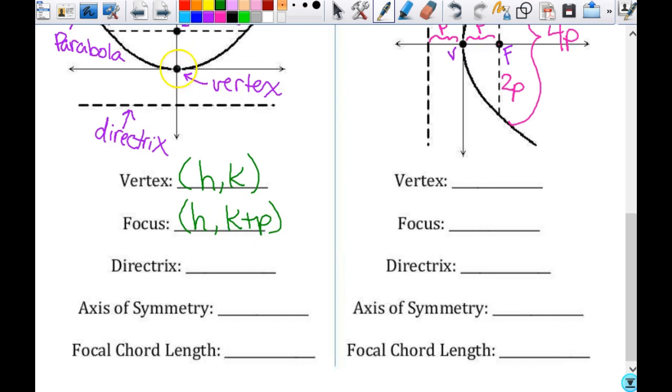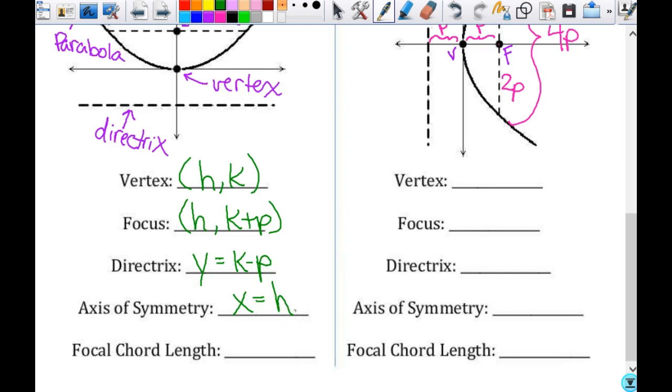Your directrix is also p units away. If it's opening up or down, it's a horizontal line, which means it's a y equals line, right? So y would equal what? k minus p. And those are lowercase k's. I can't make a lowercase k no matter how hard I try. Axis of symmetry, if it opens up or down, is vertical, so it's an x equals line, and it would be x equals h, right? Whatever the x value is.